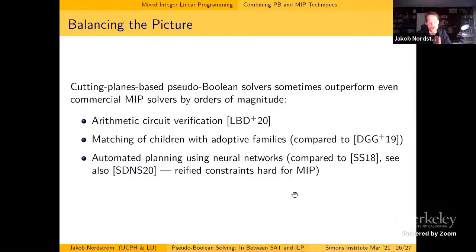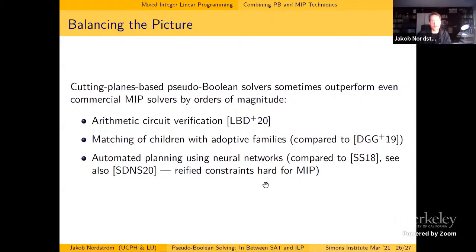After the tutorial during the boot camp, I basically got questions saying, nice, but why would any sane person actually do pseudo-Boolean solving? So then I realized that I was maybe underselling a little bit. For fairness' sake, I want to balance the picture and say that there are in fact applications where pseudo-Boolean solvers are already outperforming even commercial MIP solvers. You just take a standard pseudo-Boolean solver off the shelf. For instance, for problems like arithmetic circuit verification, it turns out that pseudo-Boolean solvers are state of the art.